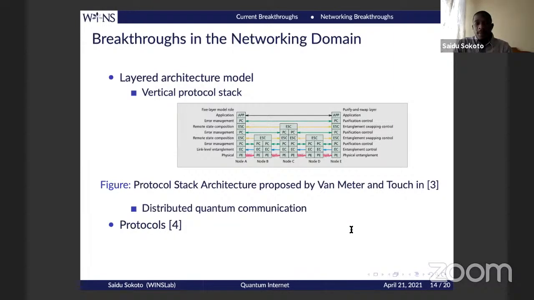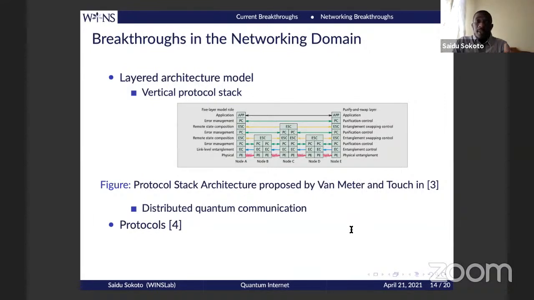This is an example of a 5-node, 4-hop connection. To emphasize their points, they even gave some protocol examples. For example, on the right side, you can see some purification control protocols, entanglement swapping control protocols, and others. A lot of details can be found in their paper, which they termed quantum repeater protocols for quantum repeater networks. At the end of the presentation, you'll be able to see a link to their paper, which was published around 8 years ago in 2013.